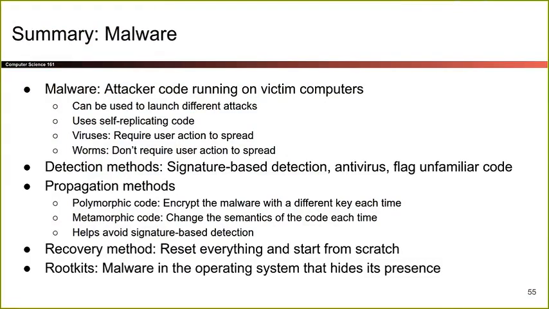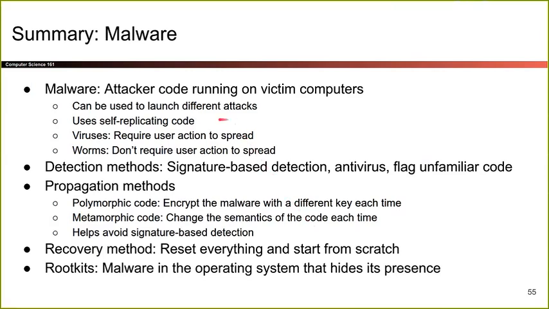Okay, now we're at the summary. So we talked about malware today. Malware is attacker code running on a victim computer. It can do a lot of different things. It can stop nuclear programs. It can shut down companies. It can ask you for ransom. It can run a buffer overflow, do some software attacks, delete your files, a lot of different things.